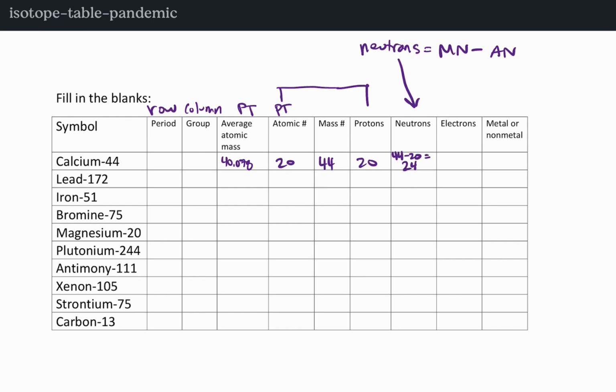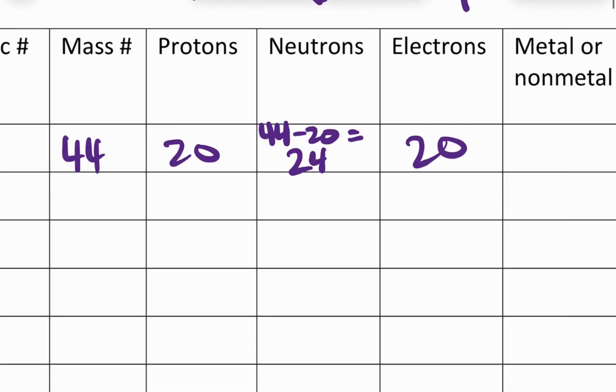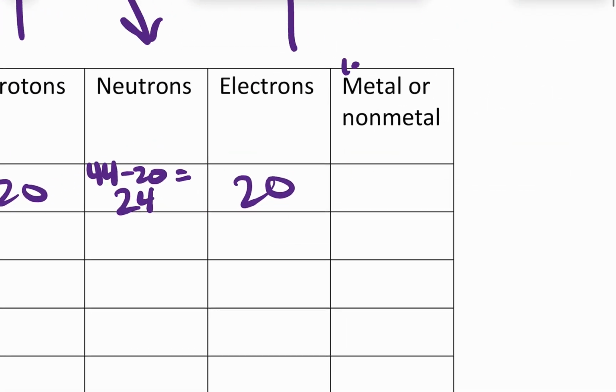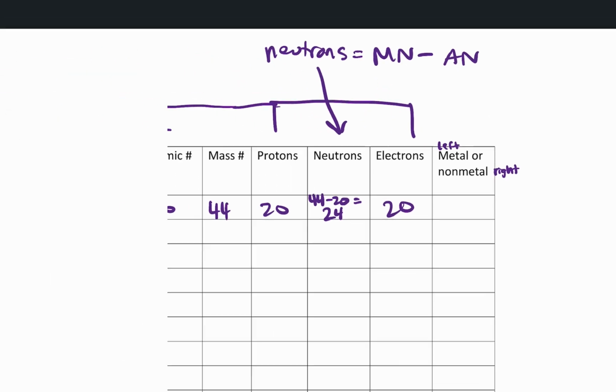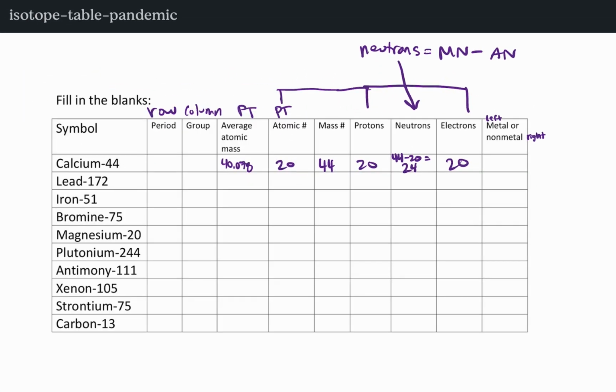Electrons, for this particular worksheet, it'll be different when you take chemistry, but for this worksheet, the protons is also equal to the electrons. So those three are all going to say the same thing every time. Now, metal or non-metal on the periodic table, it's just the left side or the right side. The metal is the left side, and the non-metal is the right side. So I'm going to write left and right there so we don't forget. That gives you all that you need to fill in this information.